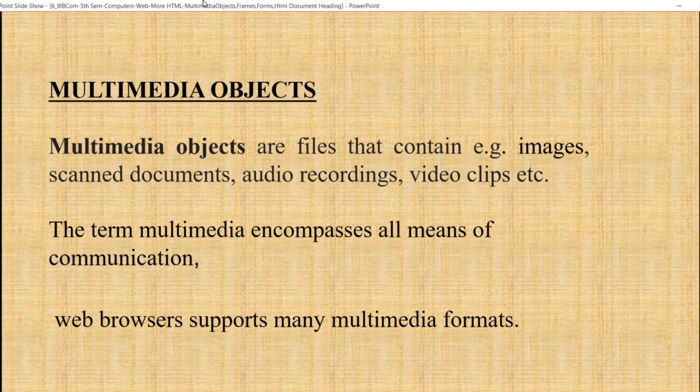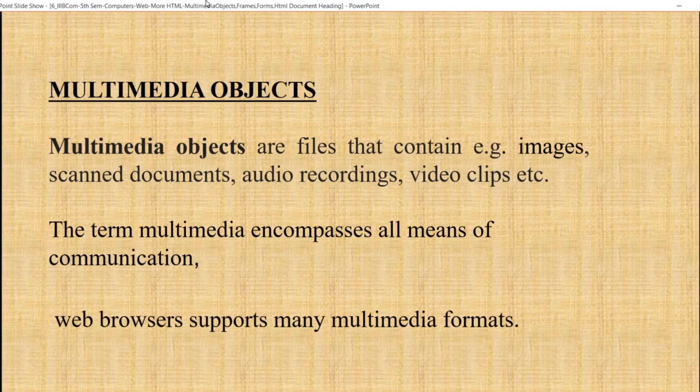What is a multimedia object? Multimedia objects are the files that contain images, scan documents, audio recordings, video clips. In the previous classes, we saw how to attach images and links. All these are simple text. Here we are going to see how we attach an audio file and a video file with a tag in HTML. The term multimedia encompasses all the means of communication.